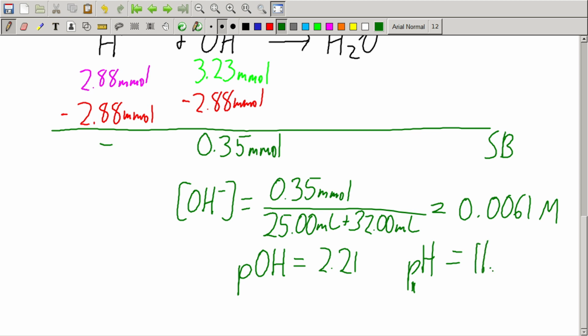$11.79, right? Okay, so you can see the pH, to go from 28.5 milliliters of added base, which is the equivalence point, to this point, we've added about 4 more milliliters, and the pH has shot up from 7 to 11.79. Okay, so that's how you want to think about these things.